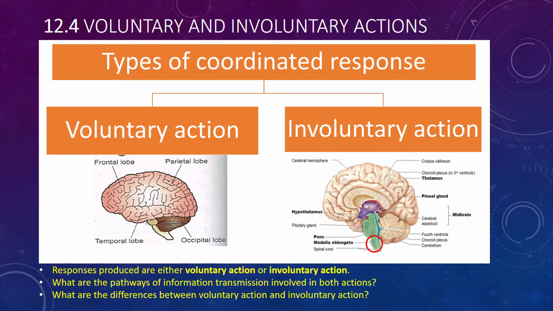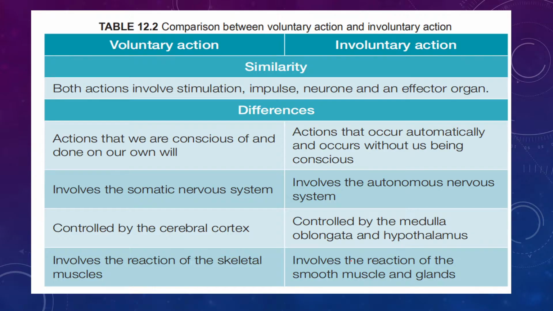Let us look into the types of coordinated response. So we have voluntary and involuntary actions. We are going to look at the differences between these two actions. As you can see in this picture, voluntary action is controlled by this part of the brain known as the cerebrum, or the cerebral cortex. As for involuntary action, it is controlled by the circled ones, the red ones, and that is the medulla oblongata.